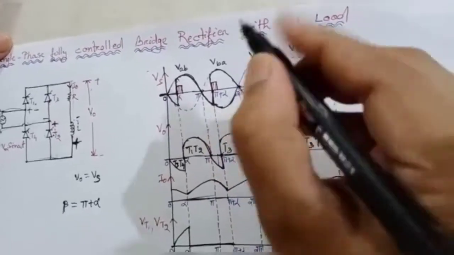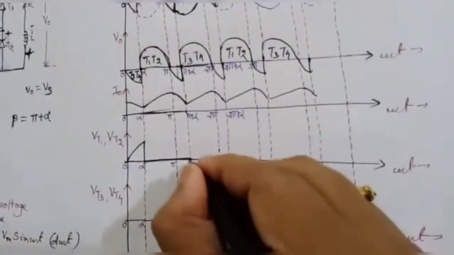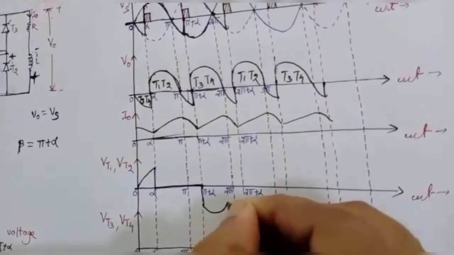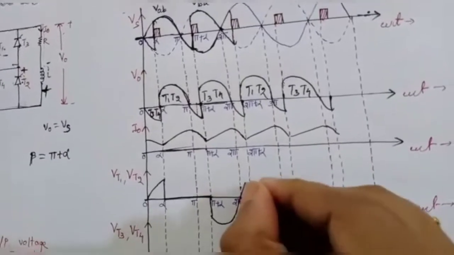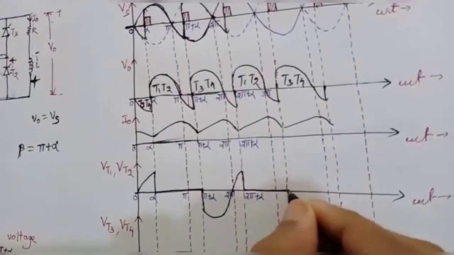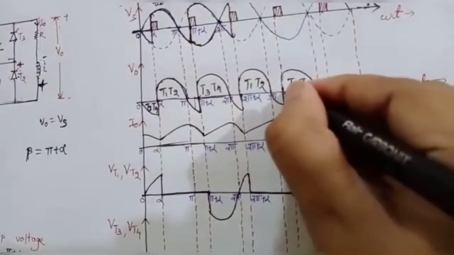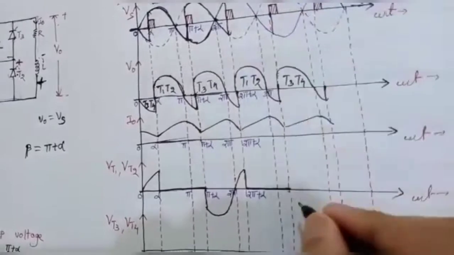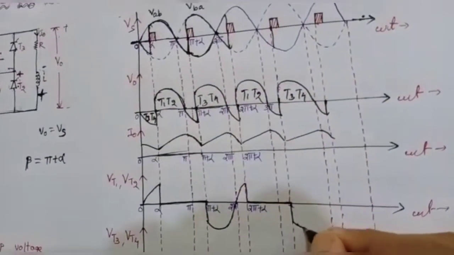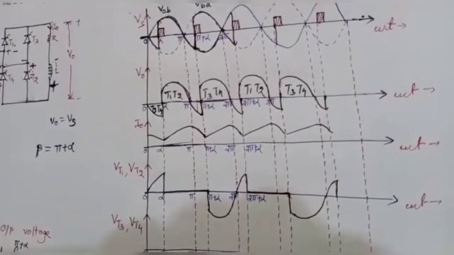voltage of the device. Again forward blocking voltage. So this is the reverse blocking voltage. Again forward blocking voltage. Again it is conducting up to 3 pi plus alpha, means this one. Again this much, it will now continue. This type of waveform will be for T1 and T2.